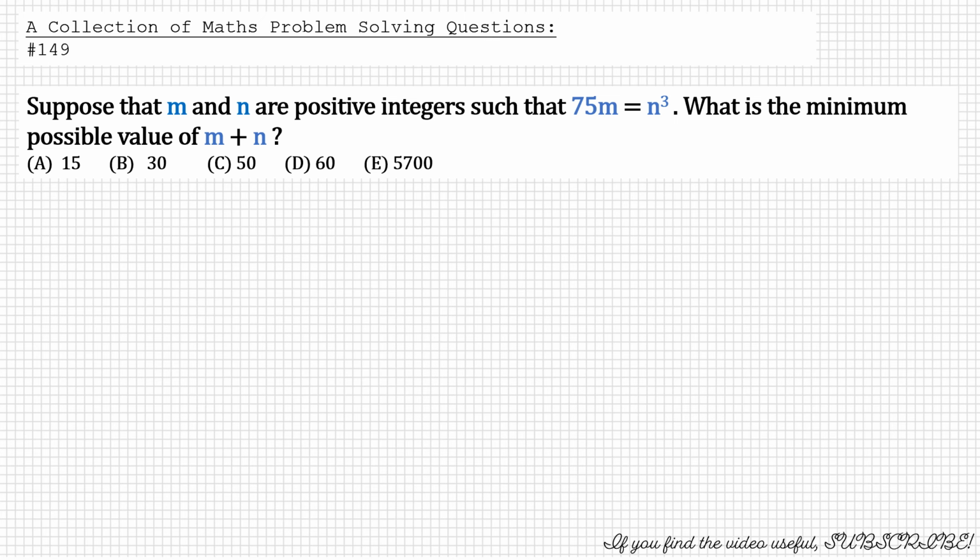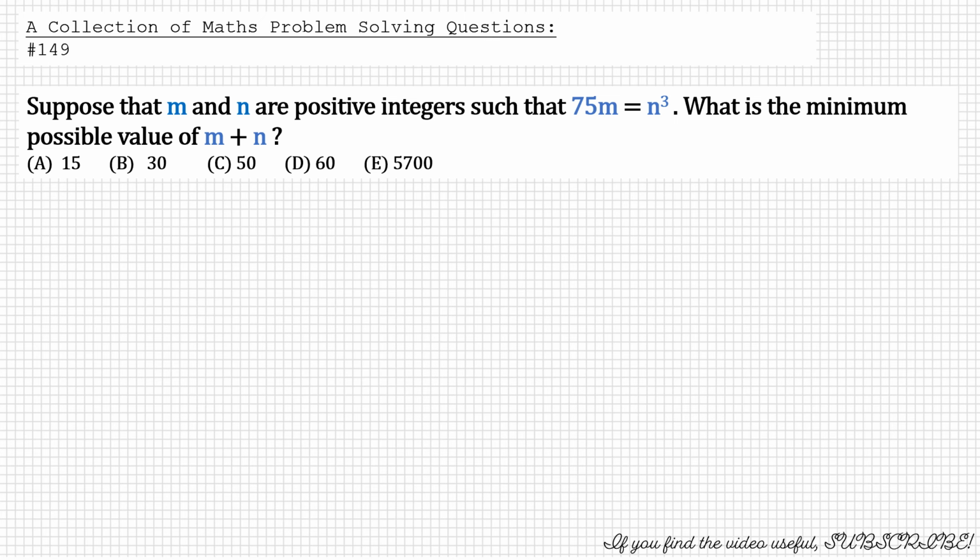Suppose that m and n are positive integers such that 75m equals n cubed. What is the minimum possible value of m plus n?